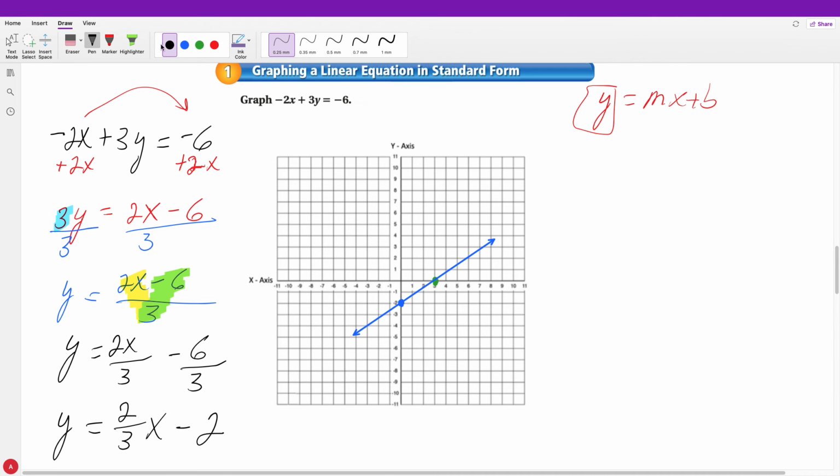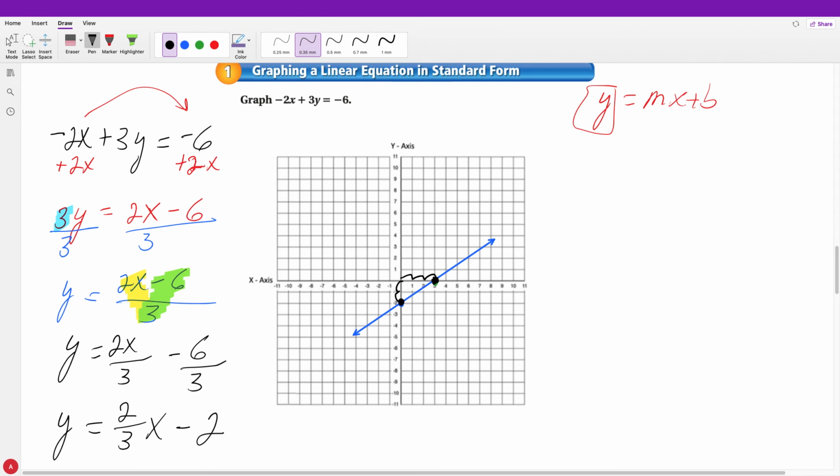So I'm going to graph this using a black point, and you'll see my y-intercept is -2, so there's my y-intercept. My slope is 2 over 3, so that means I'm going up 2, so I'm counting up 1, 2, and I'm going over 3, 1, 2, 3. You see how it falls right on that same point.